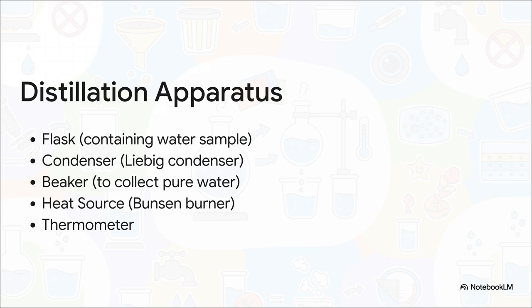You've got your flask with the water sample, which you heat. Then the steam travels into this long glass tube called the Liebig condenser. That's the bit that's cooled with running water. You've got a beaker at the end to collect your pure water, and a thermometer to check the steam is at 100 degrees Celsius, water's boiling point.